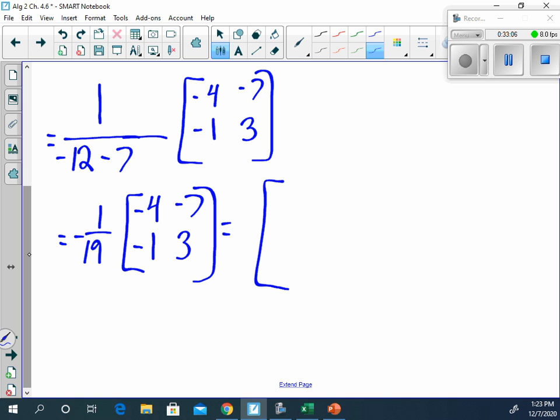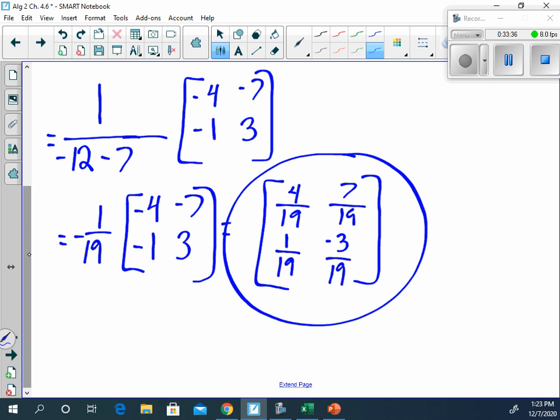So we'll do -1/19 times -4. The negative makes it positive, and we'll get 4/19. -1/19 times -7, the negative and negative give us a positive 7/19. -1/19 times -1 will be positive 1/19. And -1/19 times 3 is going to be -3/19. So that there's our answer. And that's all we have to do for this here.